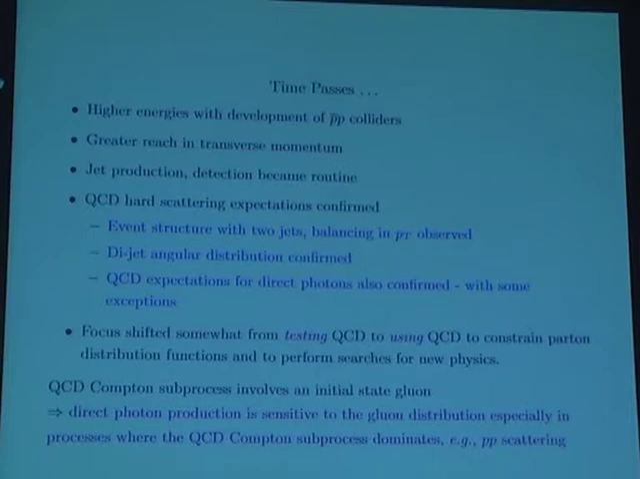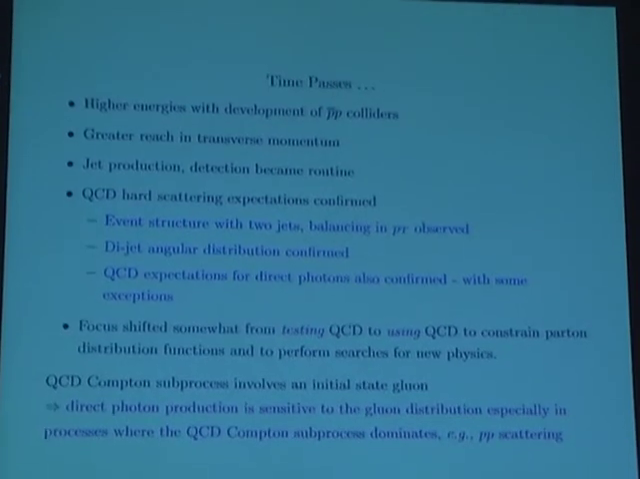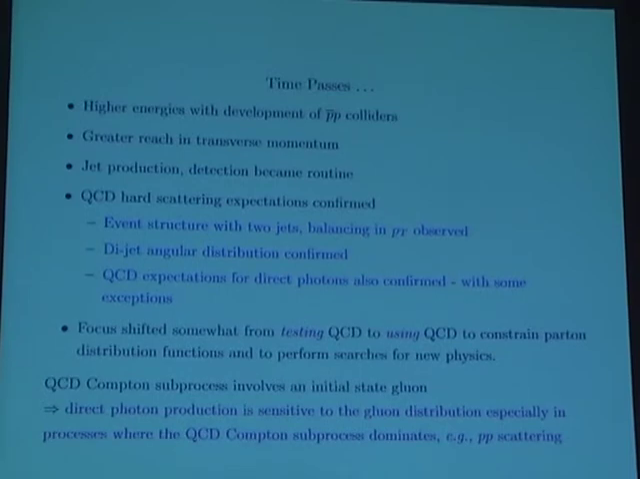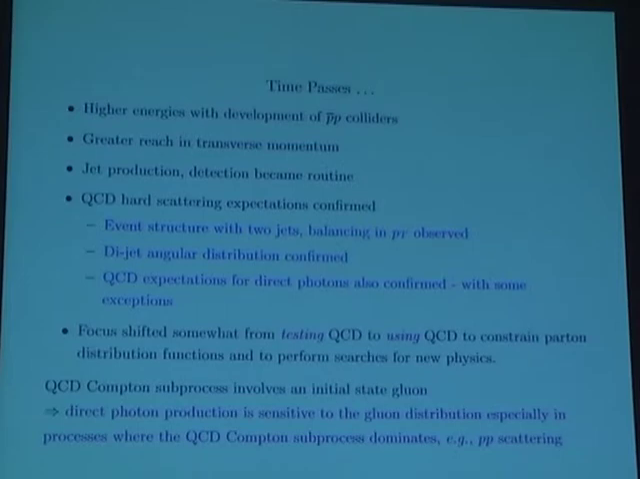The event structure that one expected with two jets roughly balancing the PT was observed. The dijet angular distribution was confirmed, and basically the QCD expectations for direct photons were also confirmed, but you'll see there are some exceptions to that statement, and that's really what we're going to be talking about today.